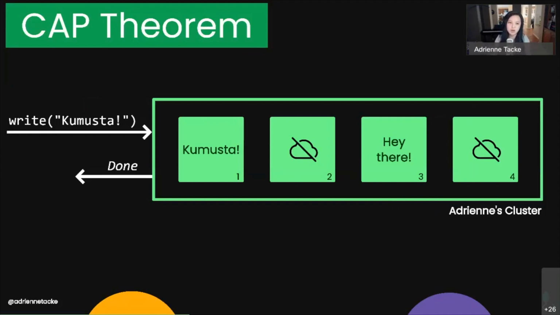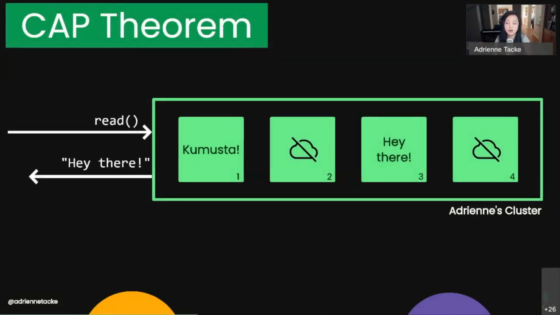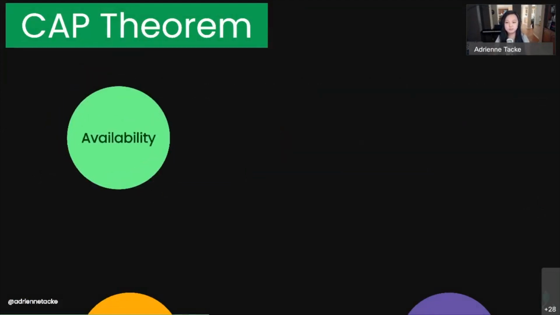So that's where we get the problem of it could still be sending us stale data because it's always available. And you'll see that if we try to say, read this now, and that read call went to, let's say, the 3rd node, we would still get "hey there." So there's that possibility of stale data in this particular system. But being available just means that even if there are nodes down in the cluster, we are able to still have a functioning system. It doesn't break because 2 nodes are down. So availability, every request received by a non-failing node is going to get a response.